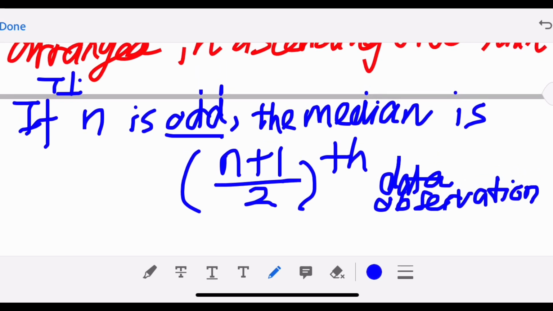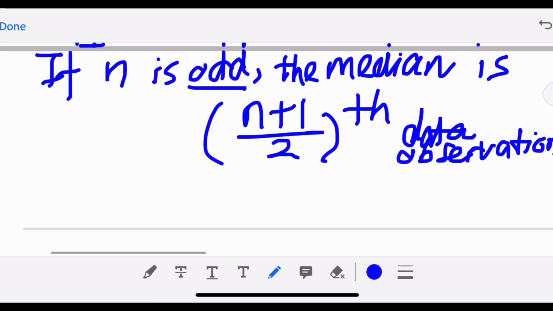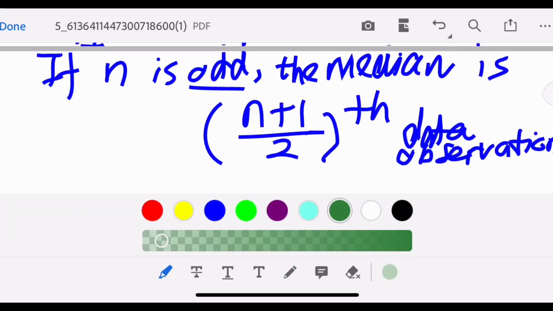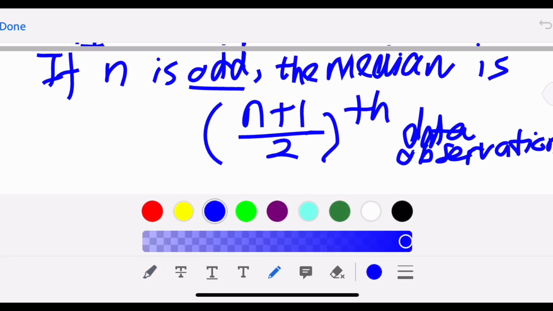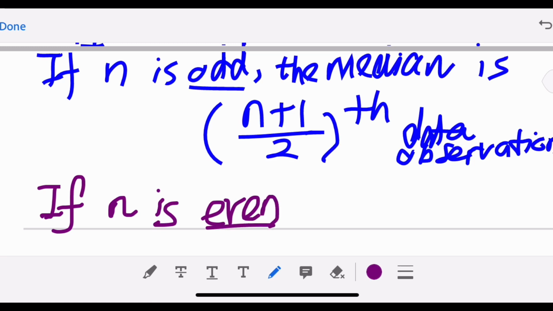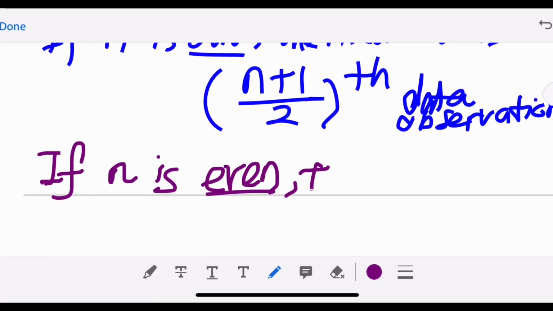Do you understand this? Let's say you have 9 data. So n is 9. So 9 plus 1 divided by 2. That means the middle data, which is the median, is at the 9 plus 1 divided by 2, which is 10 divided by 2, which is the 5th. So the 5th, that's how you work it out.